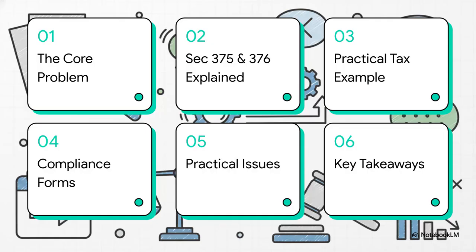All right, here's our roadmap for today's explainer. We'll start with the problem of repetitive appeals, then explain Sections 375 and 376. After that, we'll walk through a practical tax example, cover the compliance forms and requirements, highlight some common practical issues, and finally, wrap up with a summary and key takeaways. Let's get right into it.